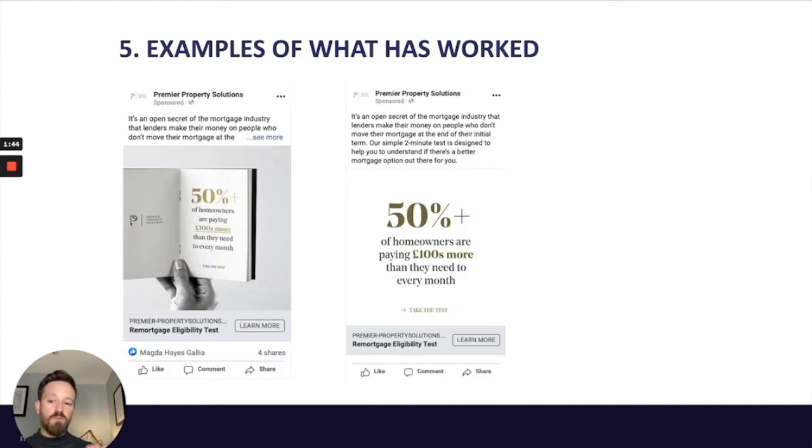Secondarily here, rather than focusing on outcomes, this brand is focusing on pains and problems that they know their audience are having. So 50% plus of homeowners are paying hundreds more than they need to each month. So engaging people with eye-catching imagery and with a really compelling message, and then saying take the test and explaining what that test is. So two really good examples of what's worked for clients of ours when they run ads.